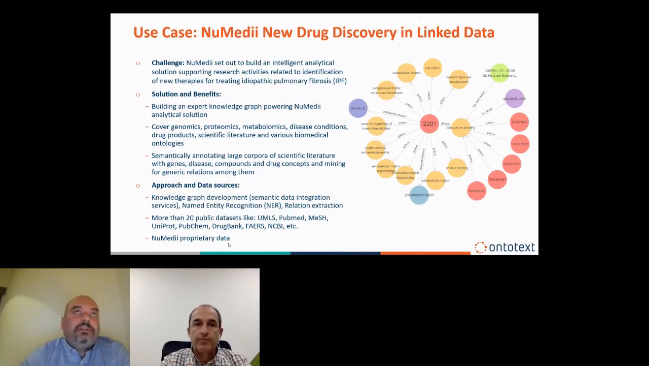And here, the difference is also that we augmented the public knowledge with intensive text analysis from public data sources, public collections like PubMed, enriching the knowledge graph with more information, facts that are not already present in the structured data sources.